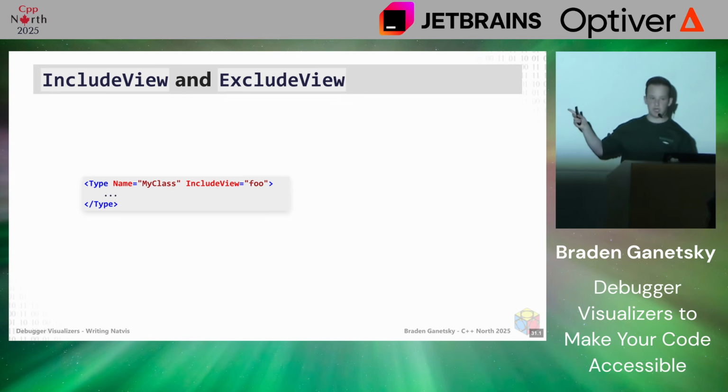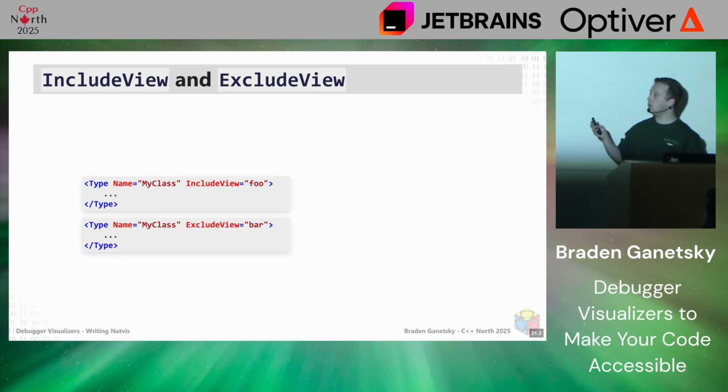Include view and exclude view are interesting and applicable in certain cases. Include view foo here means that we are only going to use this visualization when we are using the foo view. And exclude view bar means we can match against this visualization for every view except bar, including using no view at all. What is a view?